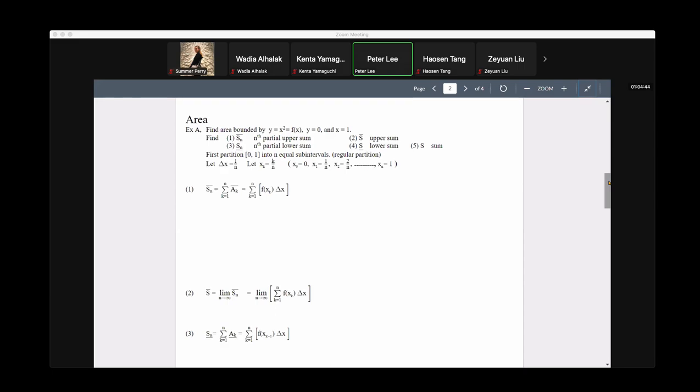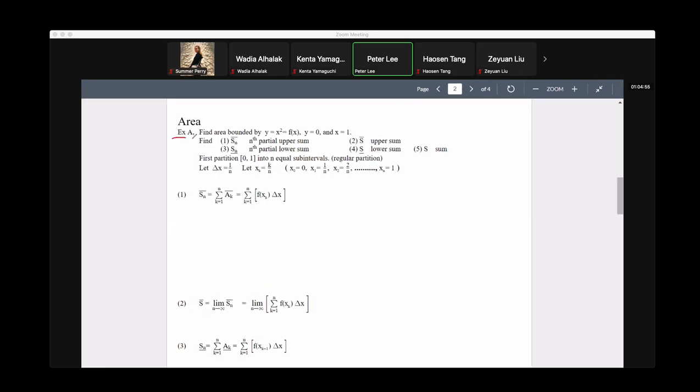First let's understand the question. So what is the question? Example A. Find the area bounded by y equals x squared, y equals 0 and x equals 1. Whenever I refer to some kind of area, this is the way I will describe it. So in this case, what is the area in question? The area in question is this.